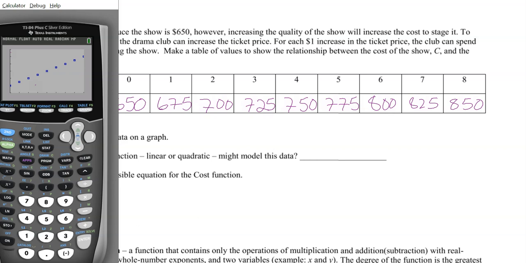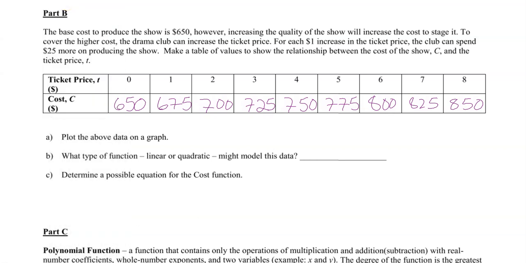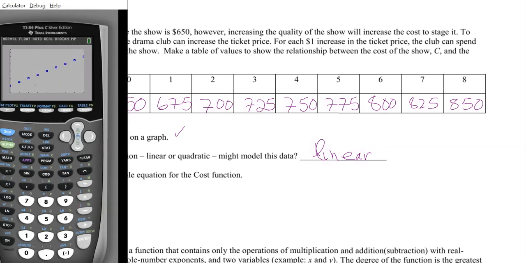These appear to be, what kind of graph does this appear to be? Linear. Okay, plot the above data on a graph, check. What type of function? So linear, looks like a straight line. Determine a possible equation. So we are going to run a linear regression. So our second regression of the day.